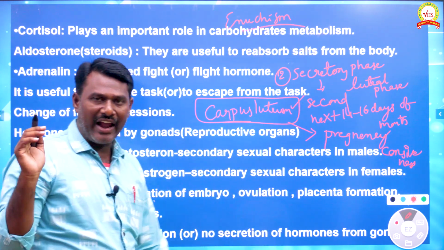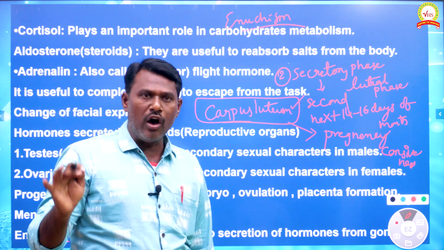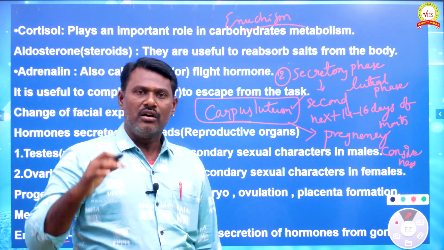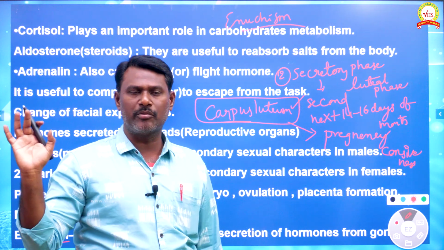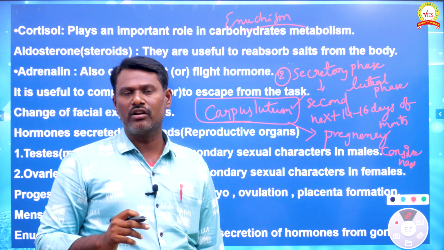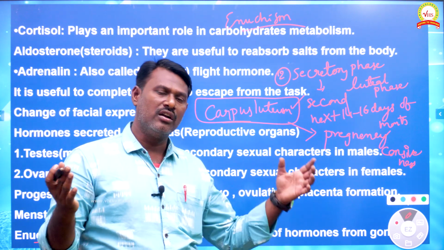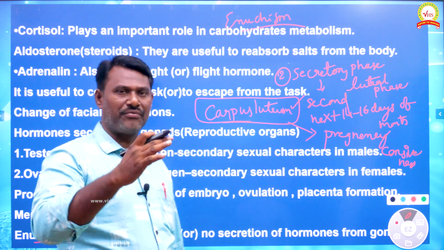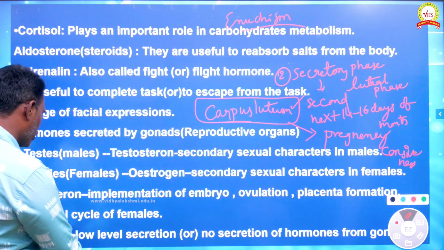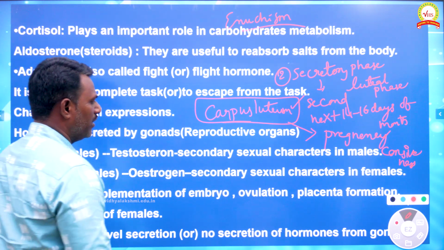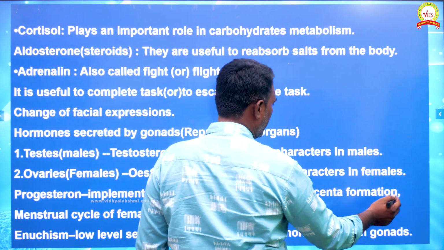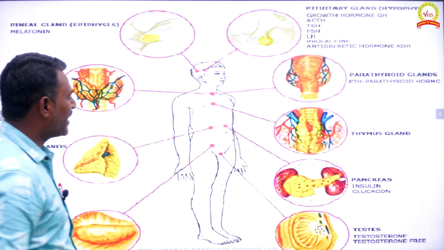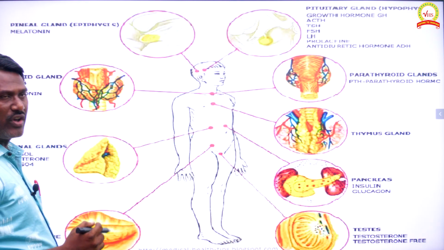The condition in which testosterone hormone is secreted at a low level, not properly, leads to a condition we can call eunuchism. So they can't behave as males, they behave as females. That is due to low-level secretion of the hormone. So this is about hormones secreted from the gonads. Now we are going to see different types of hormones.